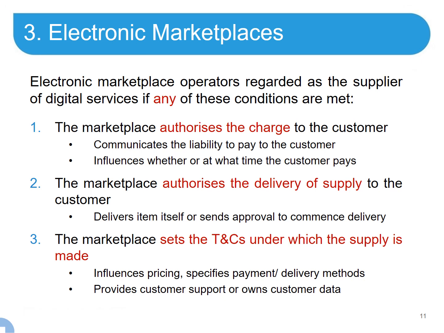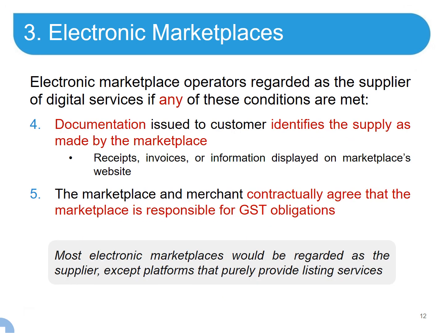The third condition is the marketplace sets the terms and conditions under which the supply is made. The marketplace may have influence over pricing, require acceptance of specific payment or delivery methods, or provide customer support or own customer data. The fourth condition is the documentation issued to the customer identifies the supply as made by the marketplace. This includes receipts, invoices, or information displayed on the marketplace website. The fifth condition is the marketplace and merchant contractually agree that the marketplace is responsible for GST obligations.